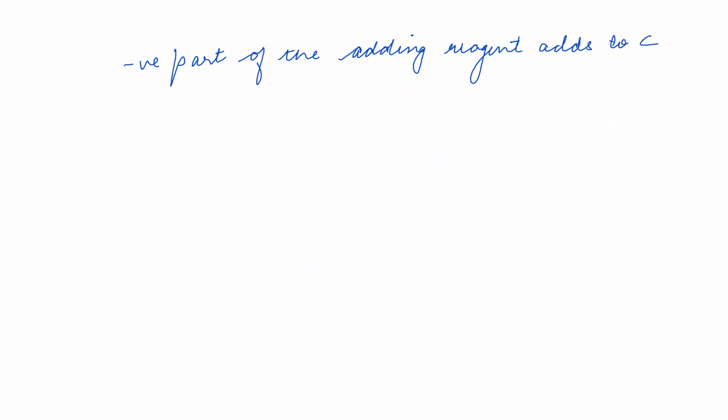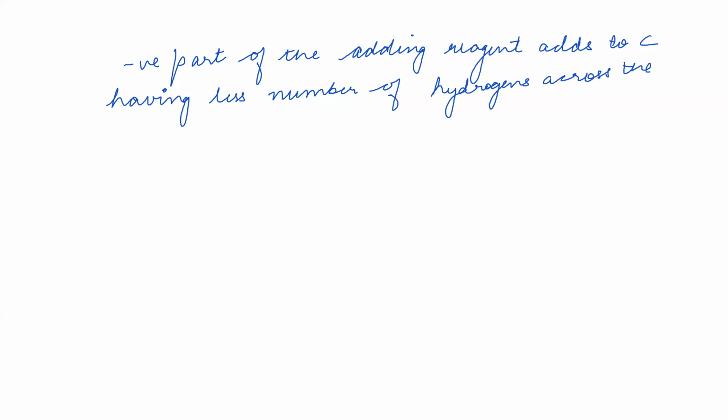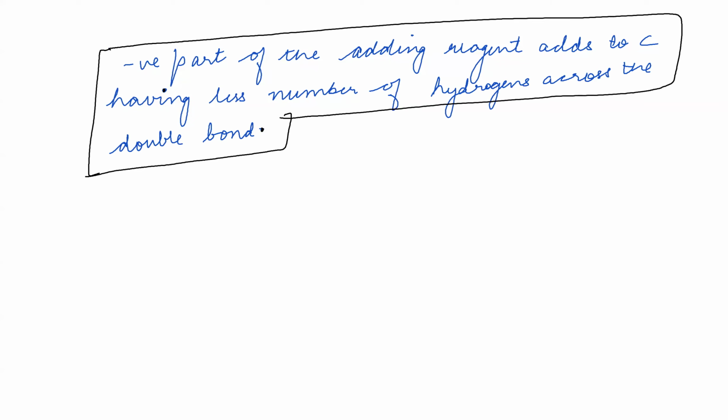The main Markovnikov's rule definition states what? That the negative part of the adding reagent adds to the carbon having less number of hydrogens across the double bond. Understood my point? So the negative part of the adding reagent adds to the carbon having less number of hydrogens across the double bond.